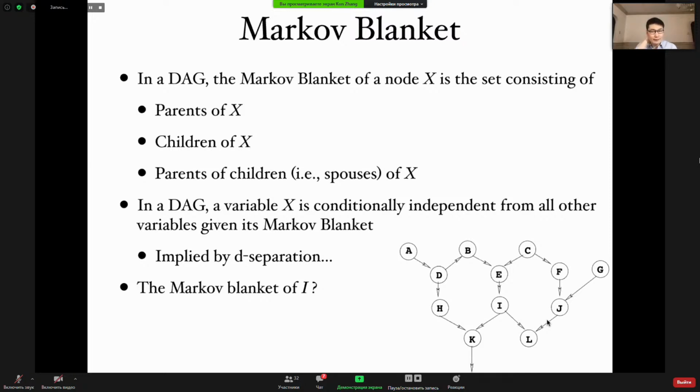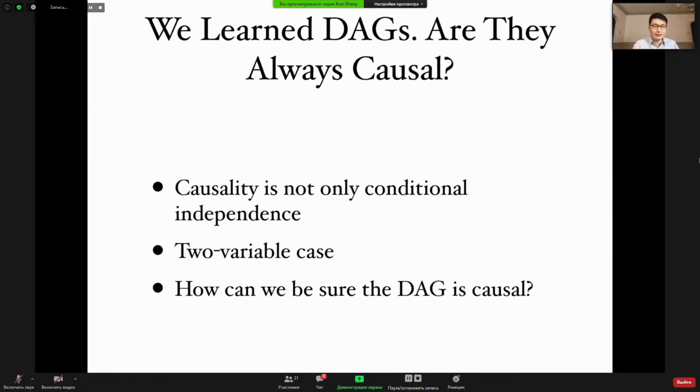And then we have this very nice property. All the remaining variables will be conditionally independent from this variable I, given the Markov blanket. And you can easily prove that. Why? Because all the other variables will be d-separated from this variable I, given the Markov blanket of I. Okay, you can see all paths are blocked by the Markov blanket. Okay, this is the Markov blanket.